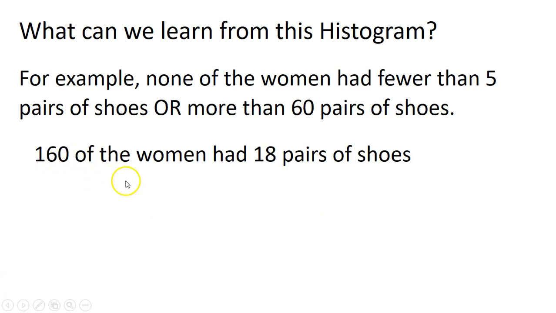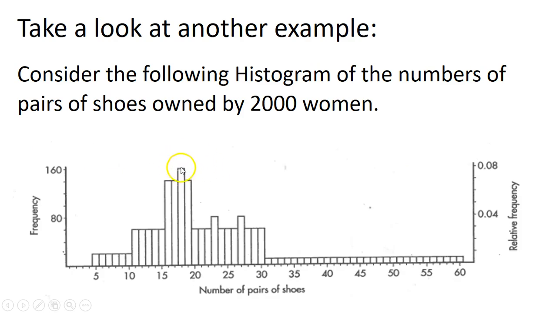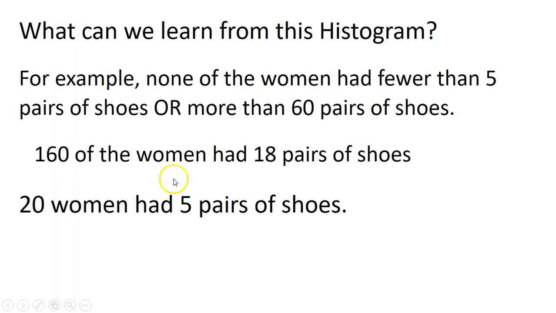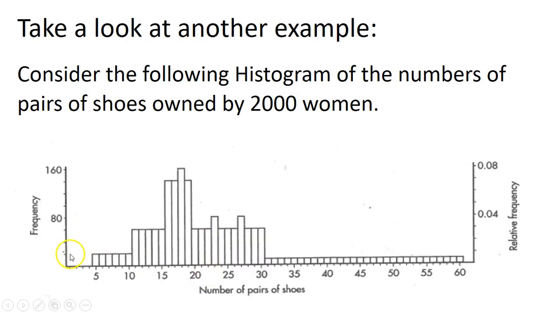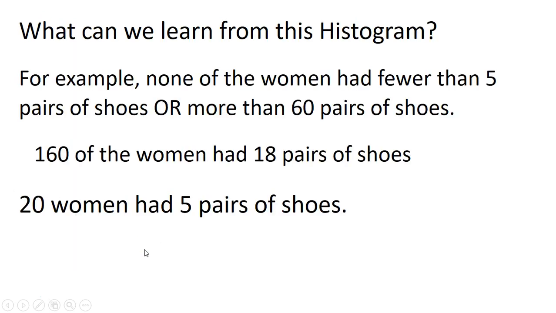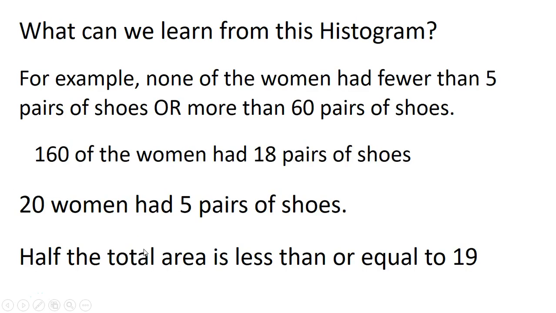And like I pointed out, 160 of the women had 18 pairs of shoes, which was the most. Or sorry, the most people had 18 pairs of shoes. 20 women had 5 pairs of shoes. So you can look at all this. There's 20 who had 5 pairs of shoes, but they also had 6, 7, 8, 9, 10 pairs of shoes. 20 women had 5 pairs of shoes.